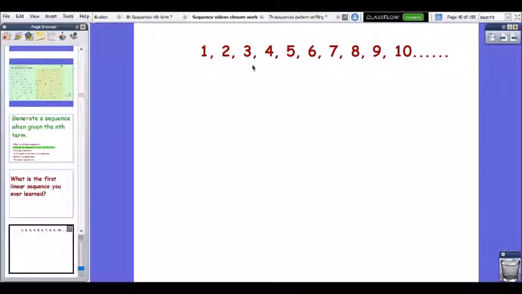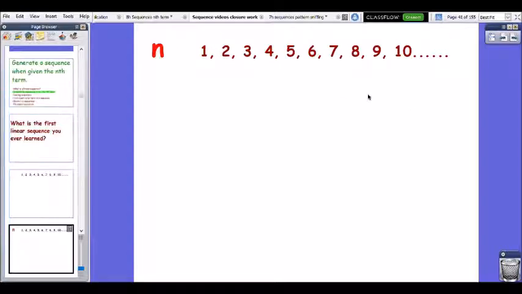So 1, 2, 3, 4, 5, 6, 7 and so on. These are our counting numbers or the 1 times tables. When you first learned these numbers, you didn't call it a linear sequence. It's just a number that we count with, but these counting numbers do happen to be a linear sequence. Up until now, we've probably called these the 1 times tables, but now we're going to call them something different. A mathematician would call this sequence n. So n represents my 1 times tables.